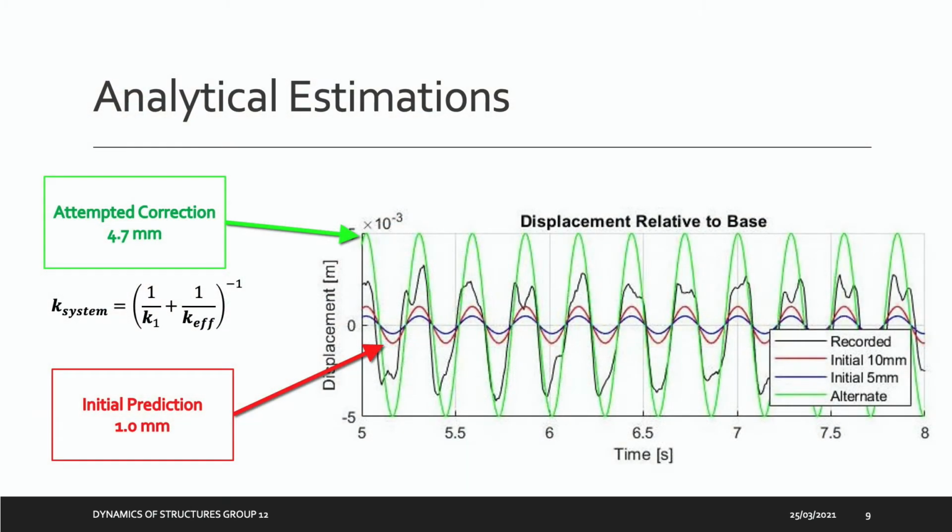As seen on this plot, the initial prediction greatly underestimates the displacement amplitude. We attempted to rectify this by accounting for the additional structural stiffness from the mass of water in series with the main structure.